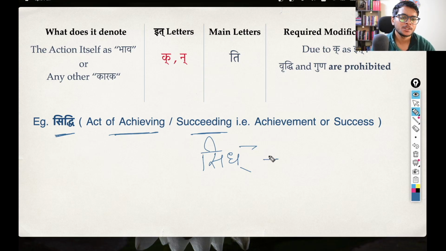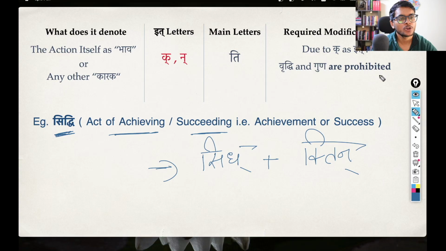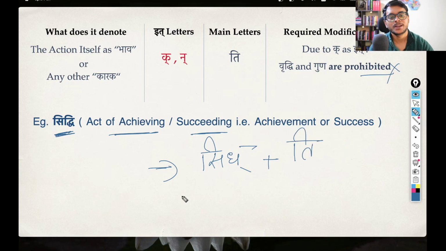Okay, and the vyutpatti is siddh dhatu modified using tin pratyay, right? Vriddhi and guna are prohibited, so nothing happening here. And for this tin pratyay, we know ti is what gets added. So you have this siddh and ti. And before combining them, a sandhi will happen.